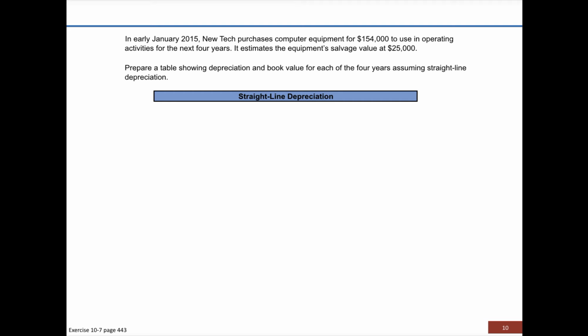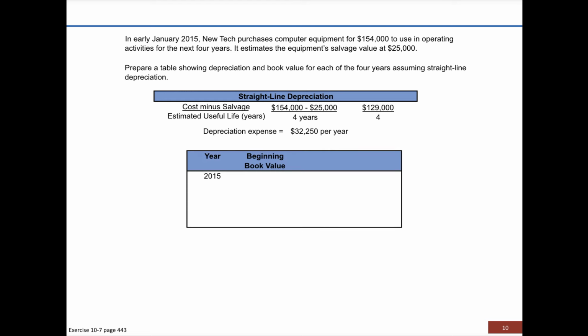This is very similar to the straight line question we already looked at, so I'm not going to walk too slowly through this, but this is just using the numbers we have, 154,000, salvage value of 25,000 over 4 years. This is just showing the table that we drew in the other examples as well. But again, for straight line, this is pretty simple.